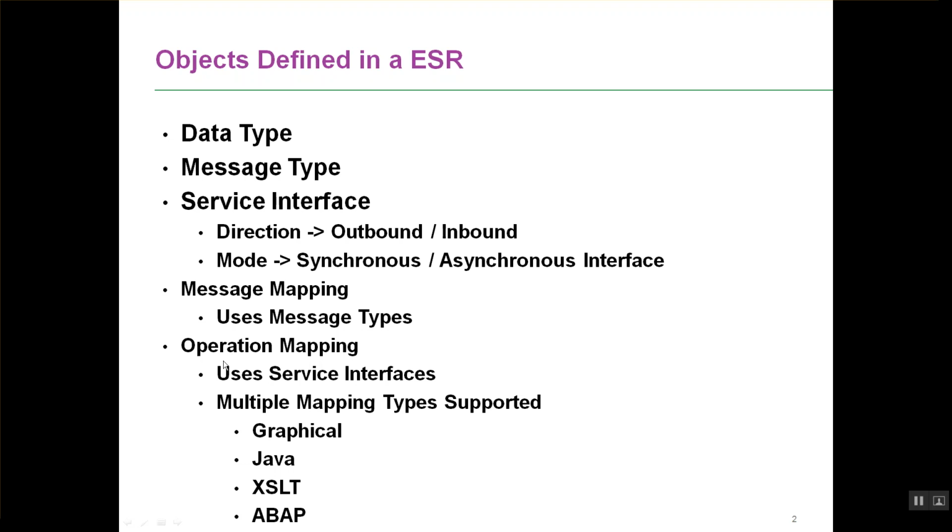Operation mapping is an encapsulation of the message mapping. And you use service interfaces in operation mapping. There are multiple mapping types that PI supports. Graphical mapping, where you would use a drag and drop technique to do the mapping. You can write your mapping in Java, so if you're a Java expert, you can write a mapping in Java. If you're an XSLT or XML transformation expert, you can write XSLT mapping. If you're an ABAPer, you can also write ABAP mappings. The underlying fact being that multiple mapping types are supported, and in this first exercise that we are going to do, we are going to do a graphical mapping or a message mapping.